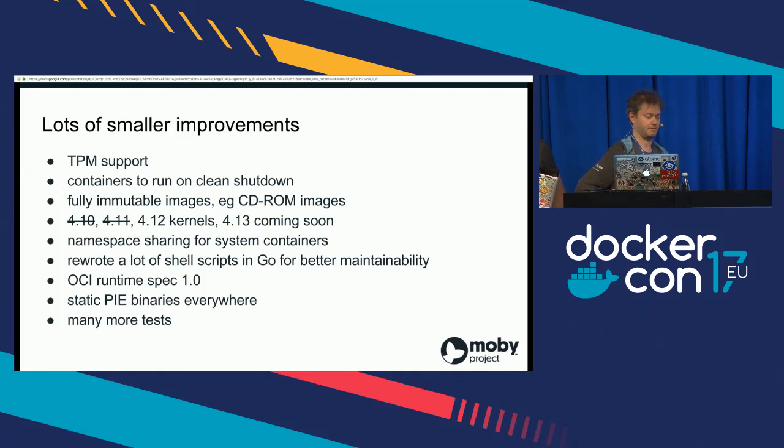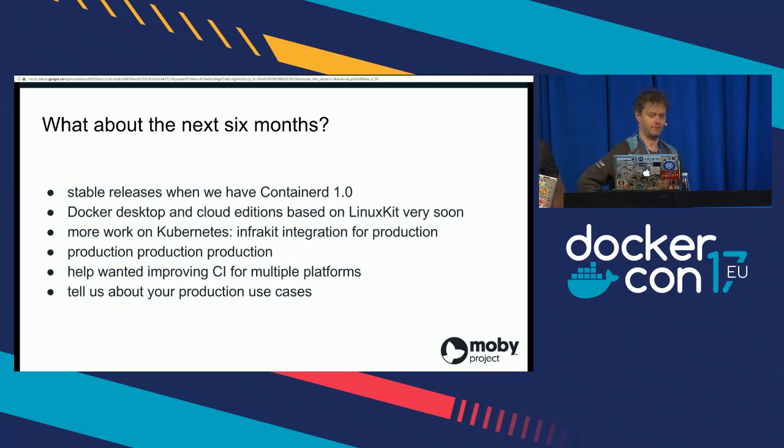Lots of improvements. We've rewritten a lot of stuff in Go, so it's much more maintainable. Updated everything to runtime spec 1.0 and full OCI support for that, and we've also been testing all the betas of containerd as they come out, which has really helped. We're looking to do a stable release once containerd 1.0 is out in a few weeks, which is really cool. The Docker desktop editions, the Kubernetes demo you saw at DockerCon, were all based on LinuxKit, and those are also rolling out to all our production use cases, the desktop cases.